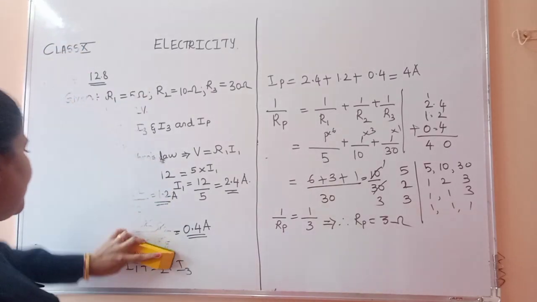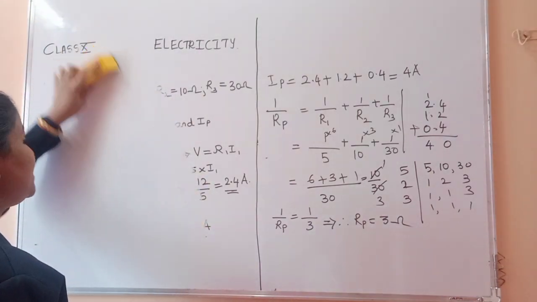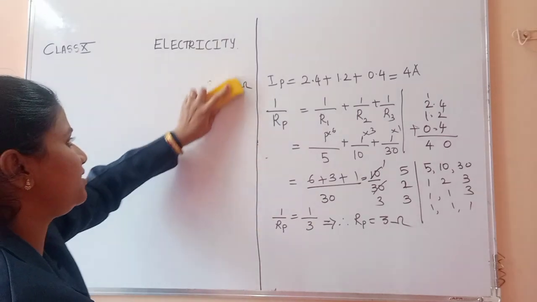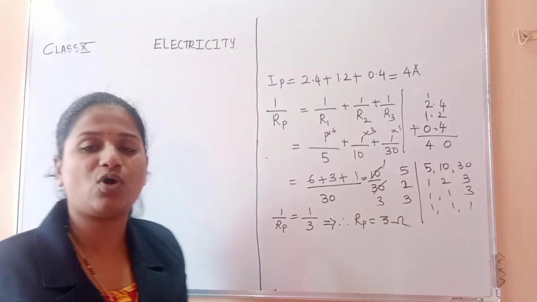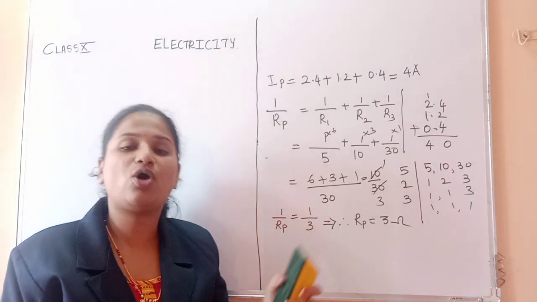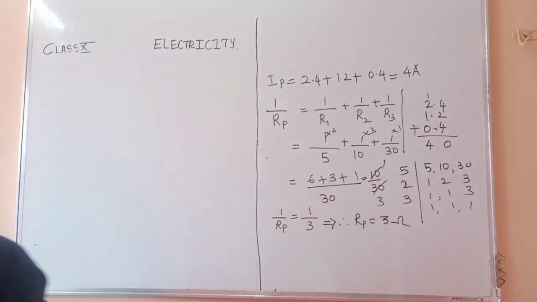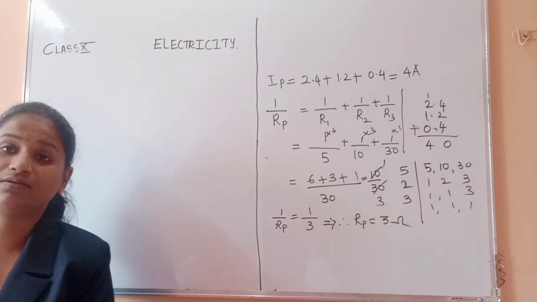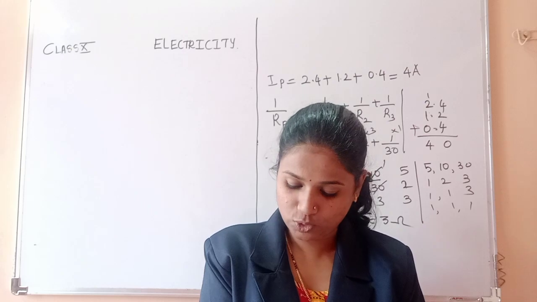Next we will move on to the exercise question. The 13th question of the exercise. Why I selected that question is because there you are going to find everything: you will come across the series combination, you will come across the parallel combination, as well as the normal resistance also. Right? So that is why I selected the 13th question from your exercise. Okay, so here let us open the exercise.